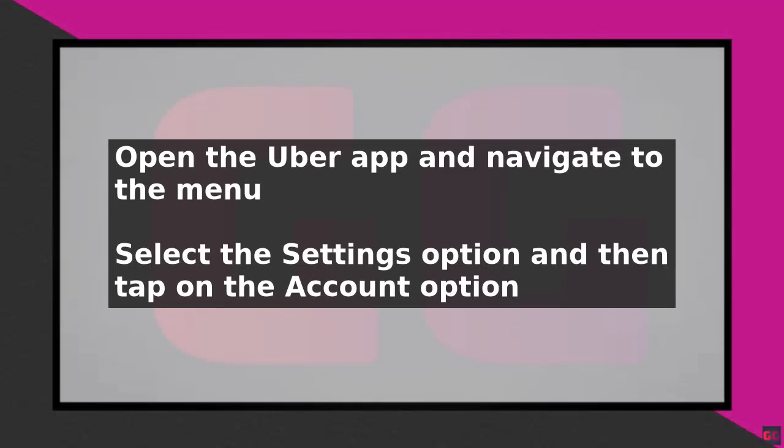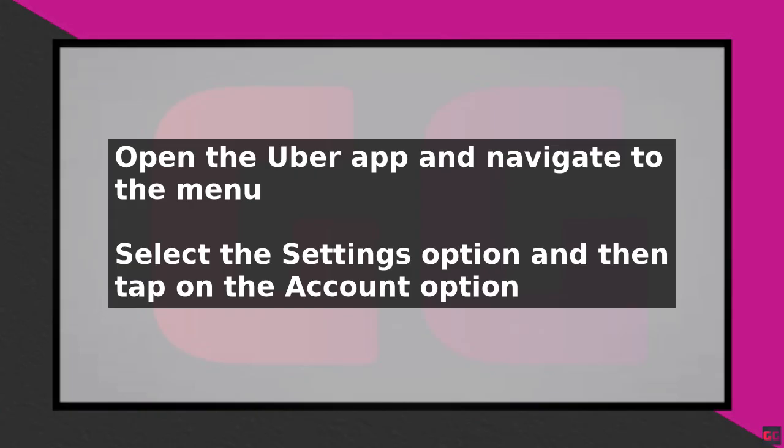Changing country in the Uber app is a feature that allows users to switch their location and use the service in a different country. To change country in the Uber app, open the app and navigate to the menu by tapping the three horizontal lines in the top left corner.